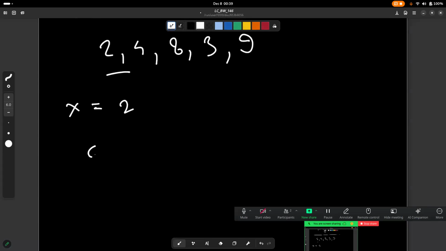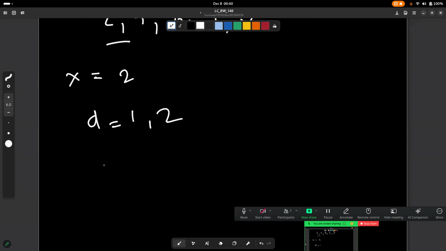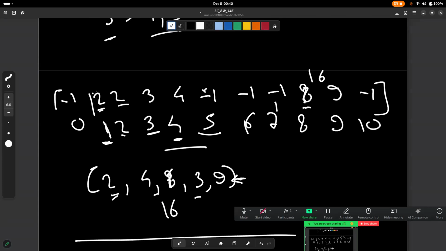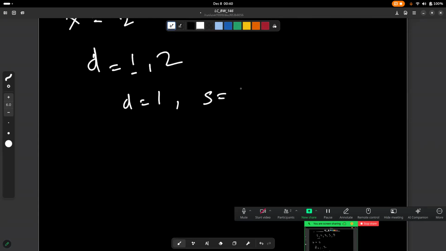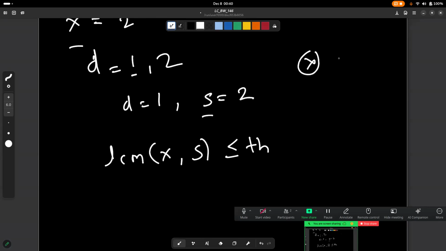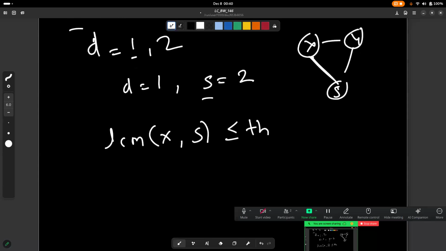My x is equal to 2. My d can be 1 or 2. All right. If my d can be 1 and 2, when my d is 1, what is the smallest multiple of 1 in my array? Well, I can look up this array and say that my smallest multiple is 2. Okay. My smallest multiple is 2. I try to join x and s. Can I join x and s? Is this LCM of x and s less than or equal to threshold? Because according to our theory, if you can join x and y, then you can always join x and s, and y and s. What I try to do is I try to join x and s. If I can do that, I'll always get the best answer.